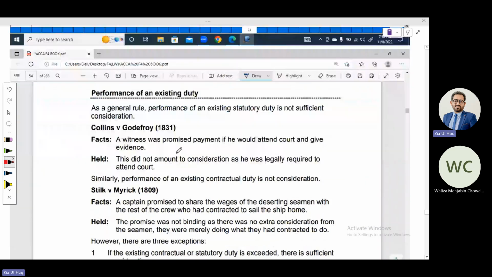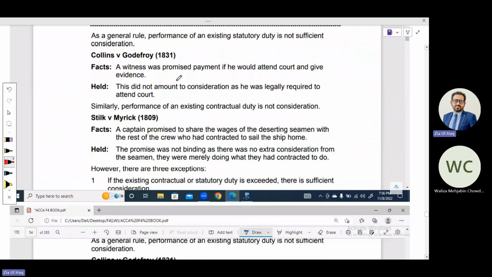Let's discuss a case, Collins versus Godefroy. A witness was promised payment if he would attend court and give evidence. I mean, there was a court case, like there was a murder of a person, and A was present at the time of the murder. So somebody says to A, if you attend the court as a witness, I will pay you something. A attended the court as a witness and asked for the payment.